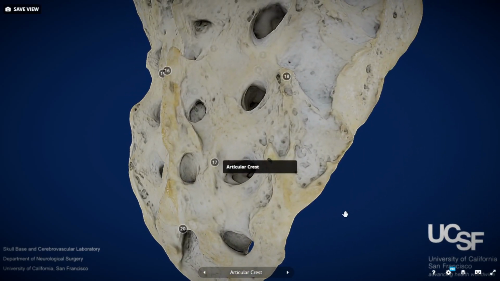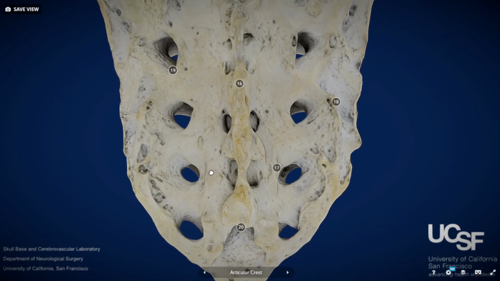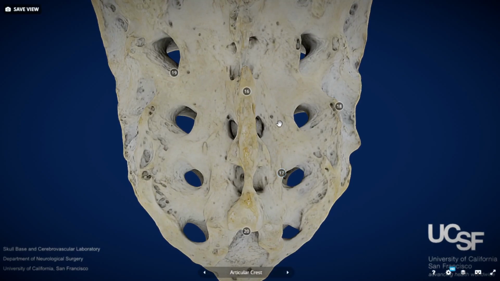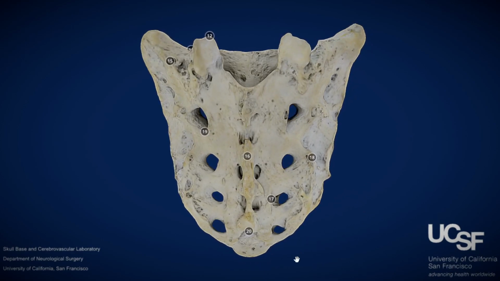There's an articular crest, which is also created by the fusion of the articular processes. And there's a lateral crest, which is the place for the attachment of several pelvic ligaments.